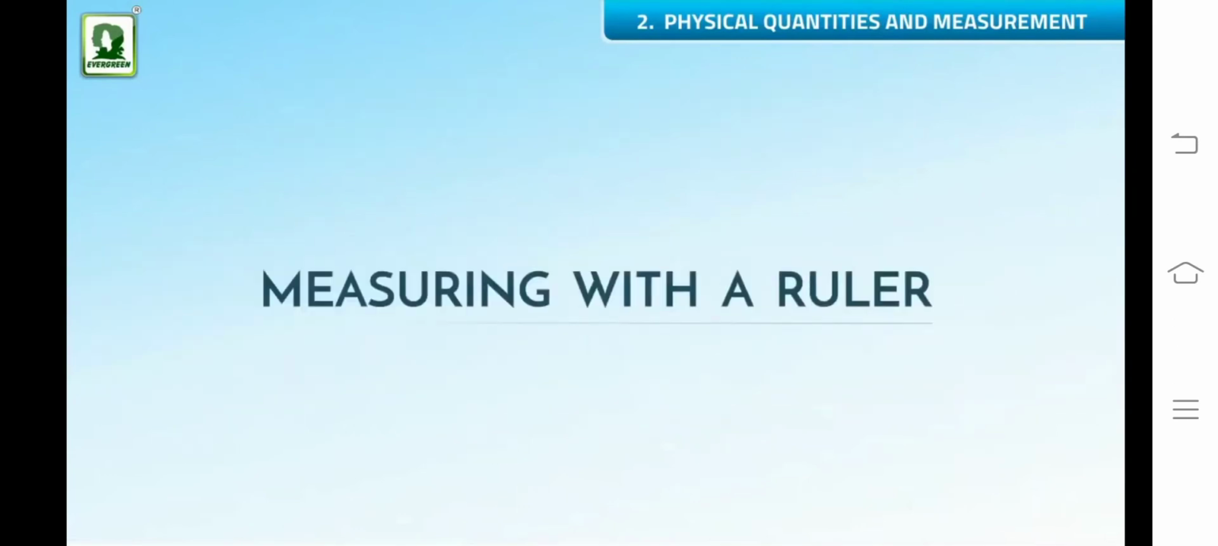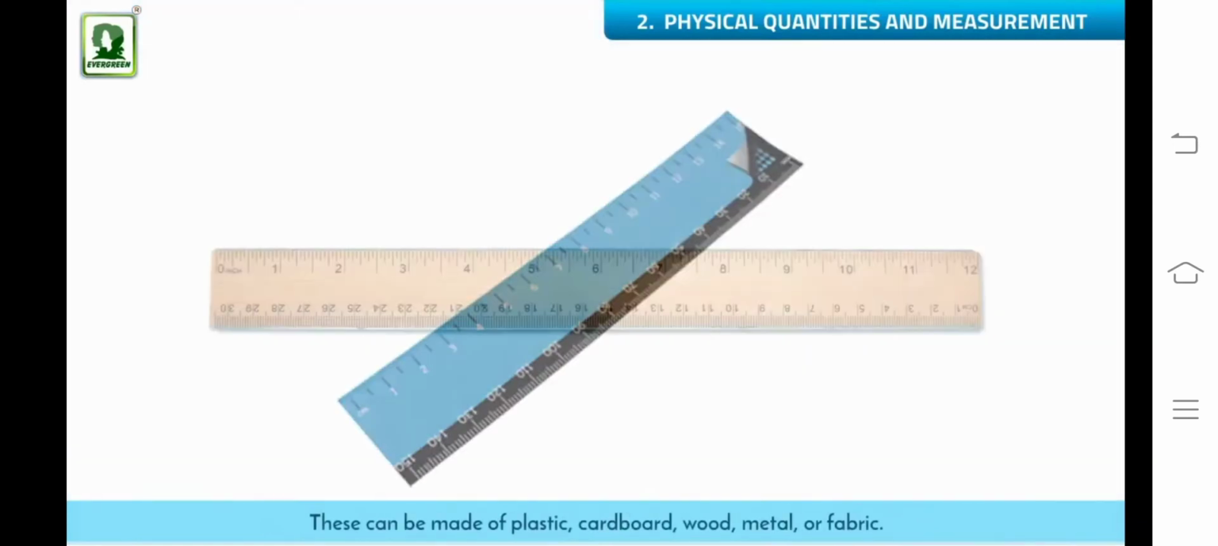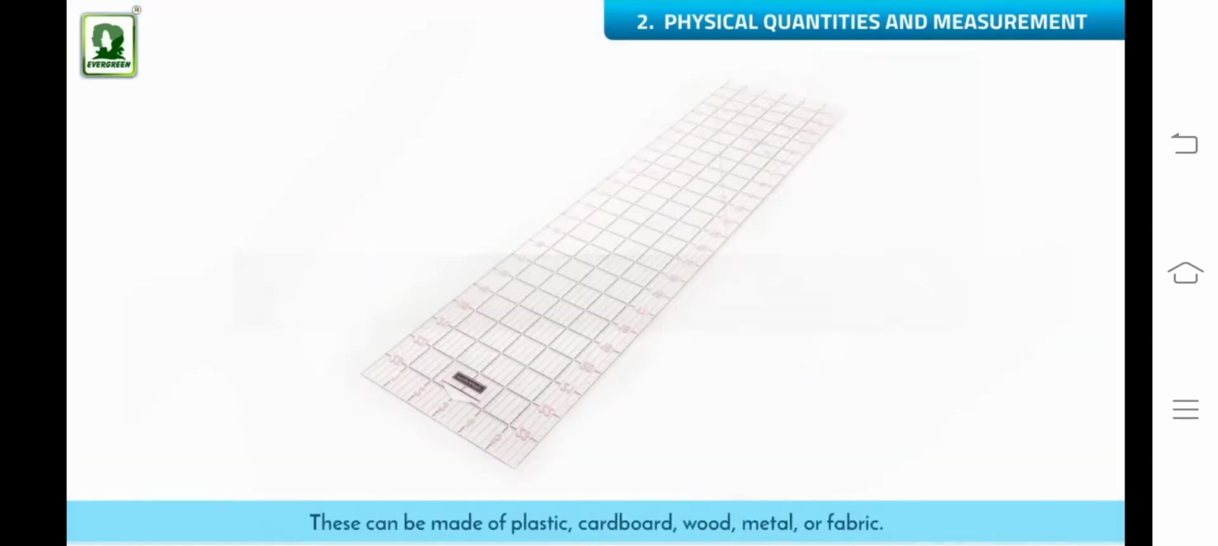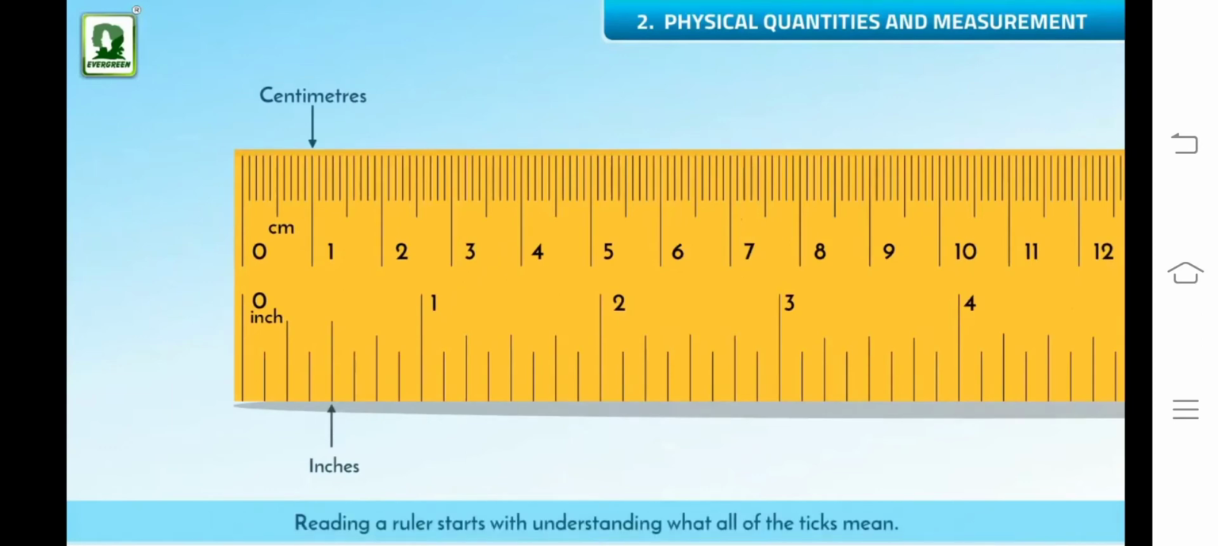Measuring with a ruler. A ruler is a measuring stick marked with units for measuring along its edge. These can be made of plastic, cardboard, wood, metal, or fabric. These can be either English, inches, or metric, centimeters, units of measurement. Reading a ruler starts with understanding what all of the ticks mean.